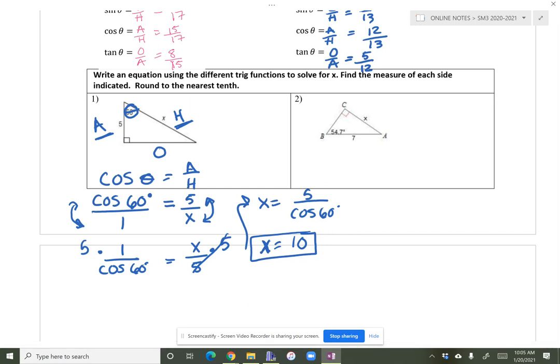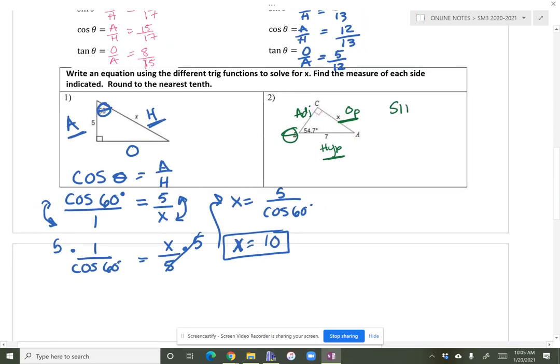Just keep trekking forward. So first thing I'm going to do is identify my theta. My theta is B. So this would be the opposite side, and this is the hypotenuse, and this is adjacent. So the sides I have are opposite and hypotenuse. So I'm going to write my sentence. The one that uses that is the sine of theta equals O over H. And I'm going to fill in what I know. Sine of 54.7 equals X over 7. Then I just need to get the X by itself, so I'm going to multiply by 7 to get the 7 off the bottom. I get X equals 7 sine of 54.7.